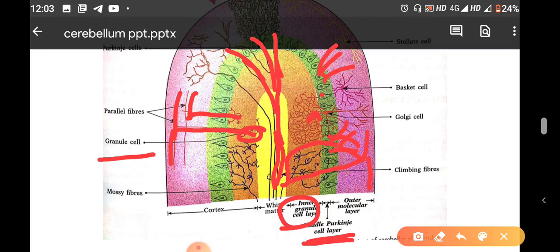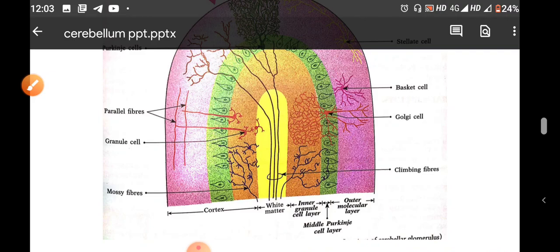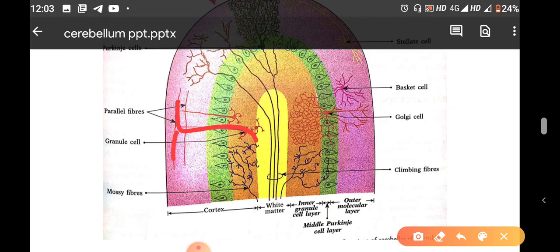So these granule cells give fibers like this, and they also form synapses with these basket cells, Golgi cells and the stellate cells. And also these parallel fibers influence the Purkinje cells.